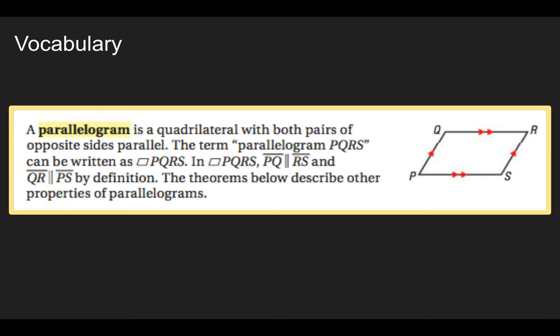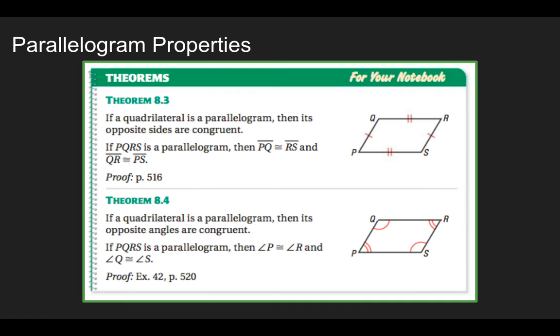This lesson will be looking at the properties of parallelograms. The first being that opposite sides are parallel. If a quadrilateral is a parallelogram, then its opposite sides are congruent, meaning the same length. So in PQRS, PQ is the same length as RS, and QR is the same length as PS. Likewise, opposite angles are also congruent in a parallelogram. So Q is congruent to S, and P is congruent to R. Let's take a little look.